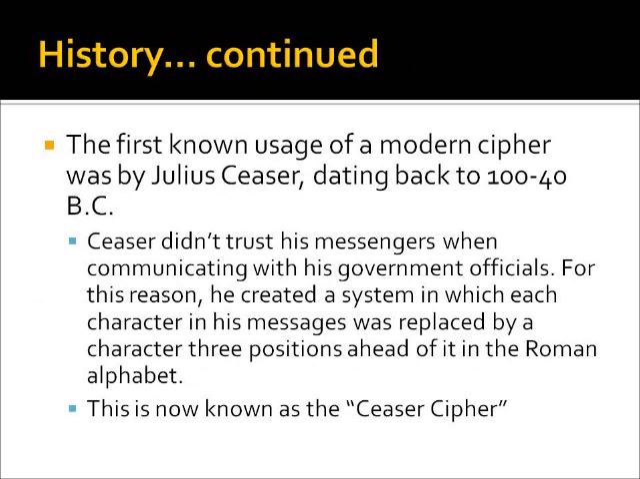The first known usage of a modern cipher was by Julius Caesar, dating back to 100 to 40 BC. He used this because he didn't trust his messengers when he was communicating with his government officials. Like it says, he created a system in which the characters in his message were replaced by a character 3 positions ahead of it in the Roman alphabet. That's now known as the Caesar cipher or the shift cipher.